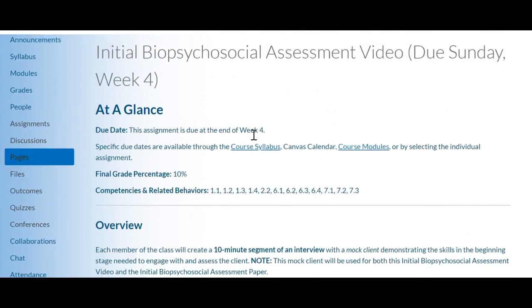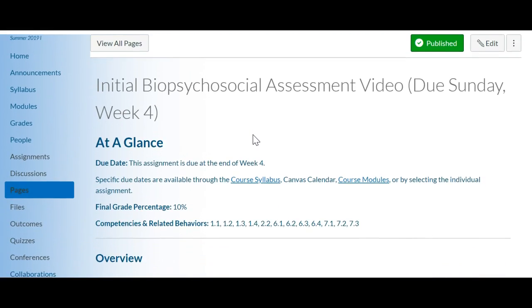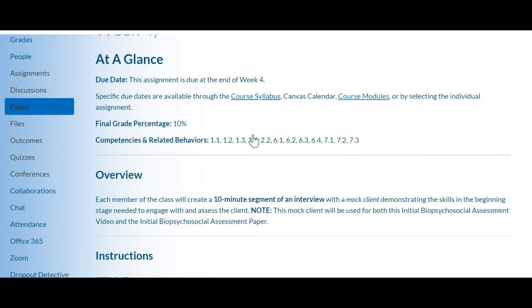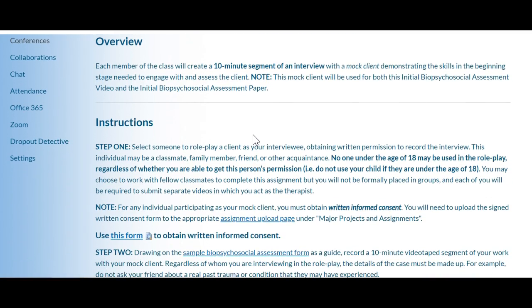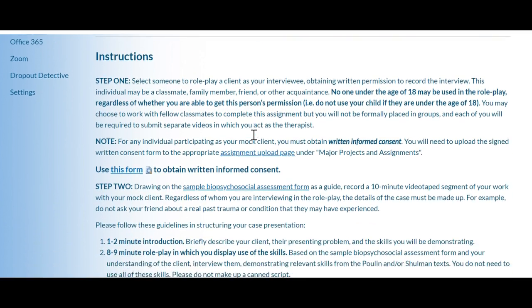Going right to that assignment, due next Sunday, each of you will create a 10-minute segment of an interview with a mock client demonstrating the skills in the beginning stage needed to engage with and assess the client. The mock client will be used both for this video as well as the assessment paper.